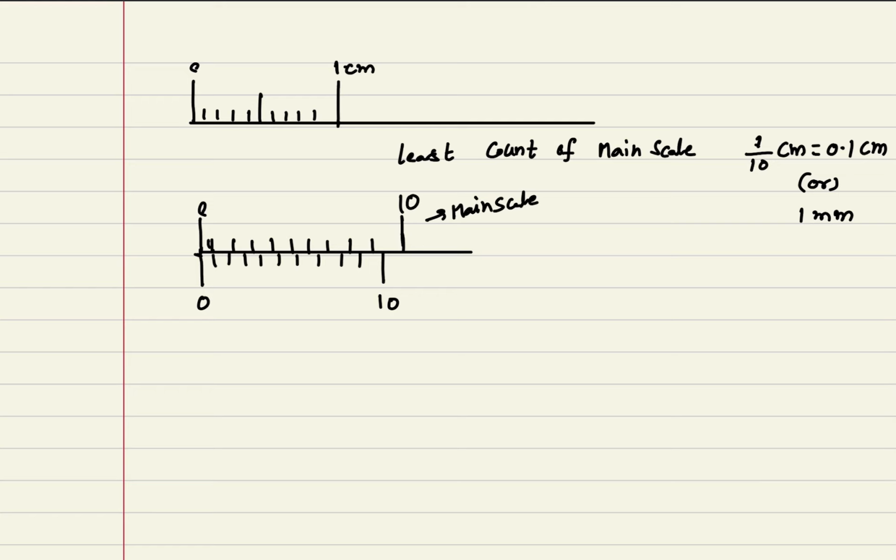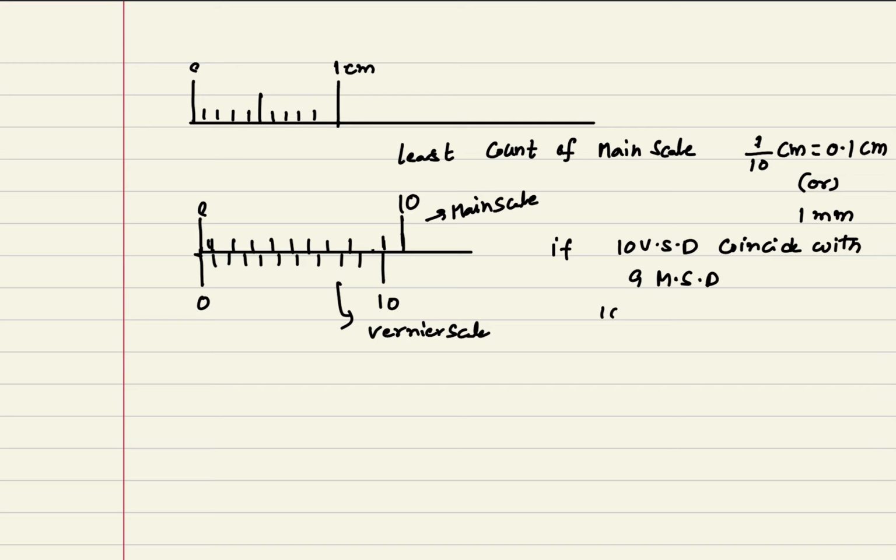10 on main scale. Okay, and let us consider that the ninth division is there now. This ninth division I am writing like this. Let us consider that there are 9 divisions on this vernier scale. If 10 vernier scale divisions coincide with 9 main scale divisions, then we can write 10 vernier scale divisions is equal to 9 main scale divisions.